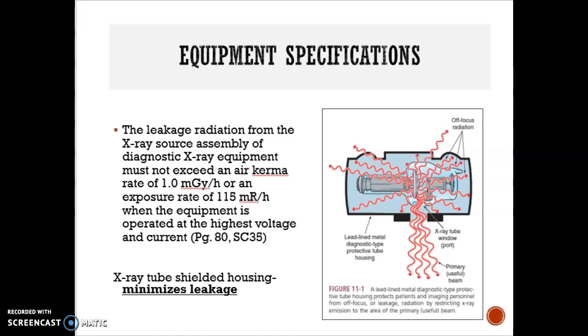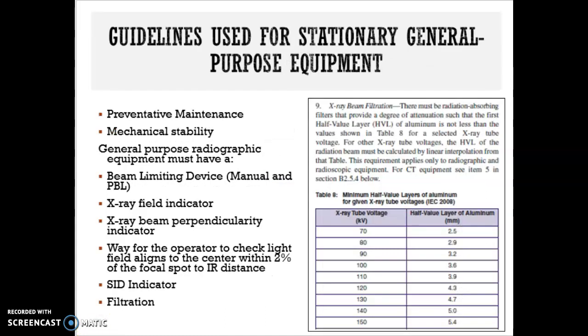In order to check this integrity, you can do a regular check by using a survey meter or a Geiger millicounter. Standing 1 meter away from the source, you set the highest tube voltage and mAs, and you take an exposure and you monitor the reading on the Geiger millicounter to see if it's above this or below this level. And this is the way to check the tube shielding or housing and that the leakage is minimized to below a certain level.